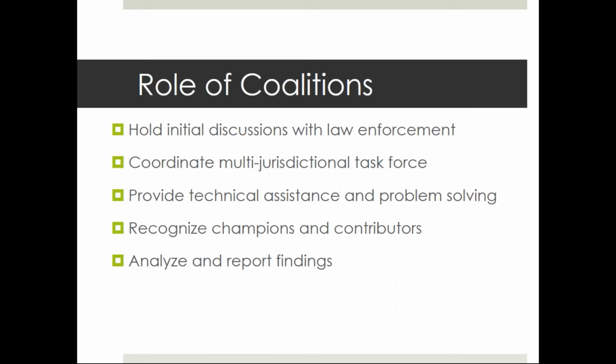I think it was also very helpful that we were able to coordinate a multi-jurisdictional task force, pulling together multiple departments. So it wasn't one department trying to forge ahead on their own. They were able to learn from each other, and there is somewhat safety in numbers and support from peers and colleagues. We spent quite a bit of time providing technical assistance and help with problem solving.